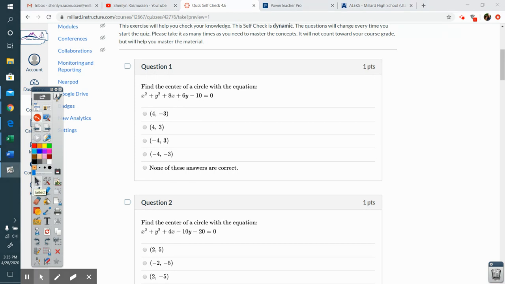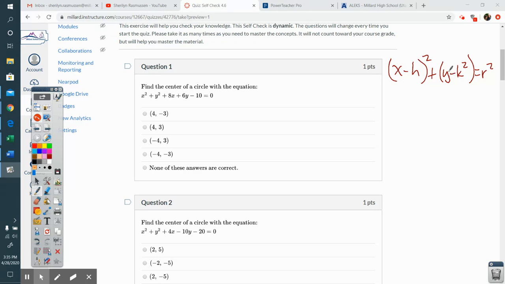But the equation for a circle, this is the basic equation, is (x minus h) squared plus (y minus k) squared equals r squared. So that's the equation for a circle. h and k are the center of your circle, like the x coordinate and the y coordinate of your circle, and r is the radius. So that's what all these stand for.